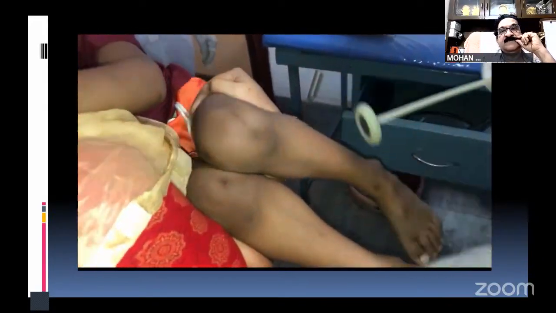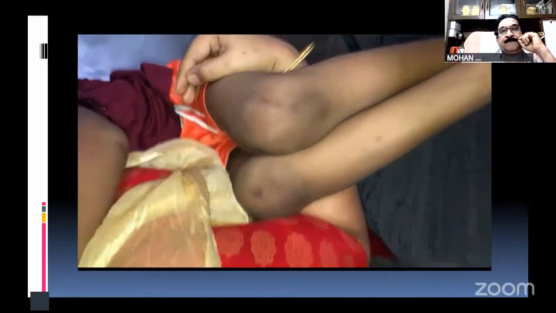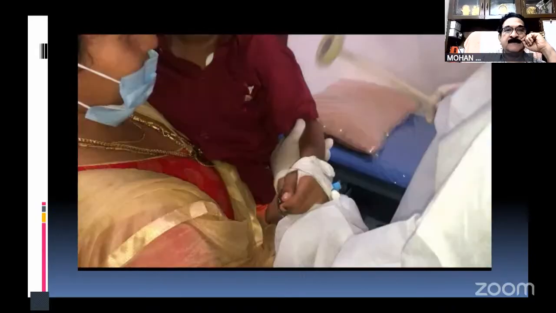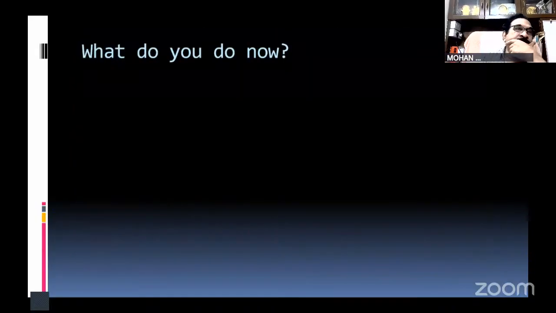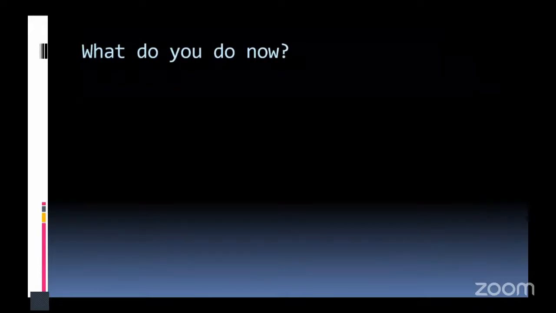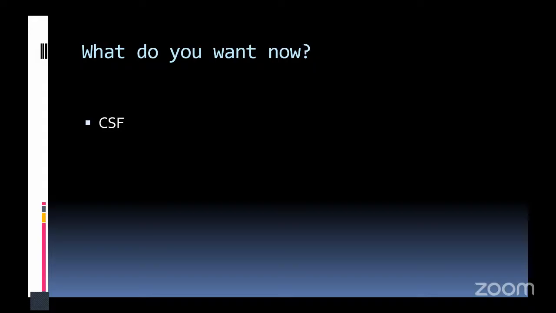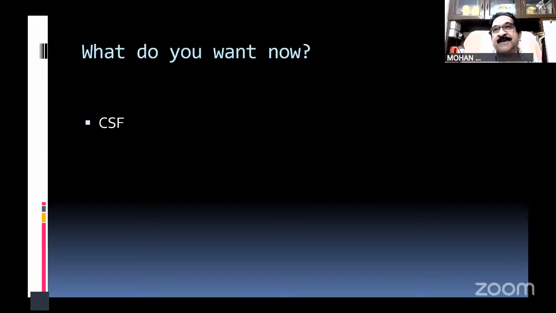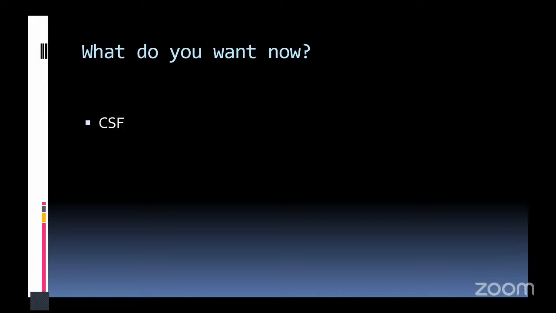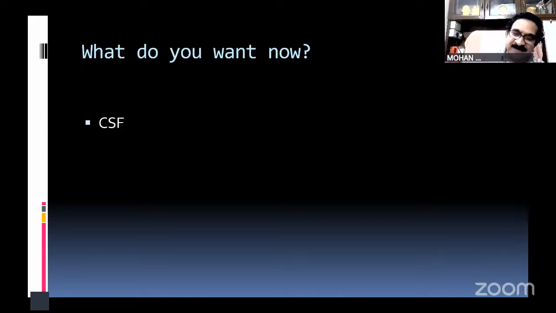He is not able to stand or sit. So what do you want to do now? Give steroids. Do you give steroid in GBS? Wait for a week. Well, it's certainly contraindicated, no? Wait for a week, okay.